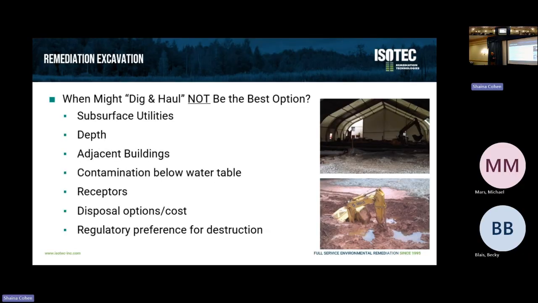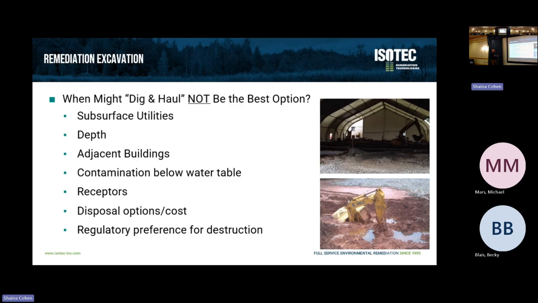The places where dig and haul might not be a good option: where there's a lot of subsurface utilities, depth. Excavators are typically limited to 18 to 20 feet. So to go deeper than that, it does require some kind of benching, significant shoring, other earthwork that just makes it more complicated, more complex, and therefore more expensive.